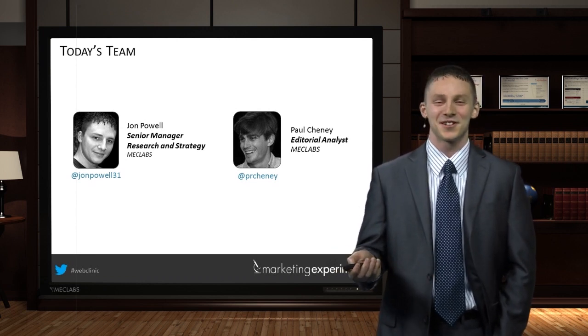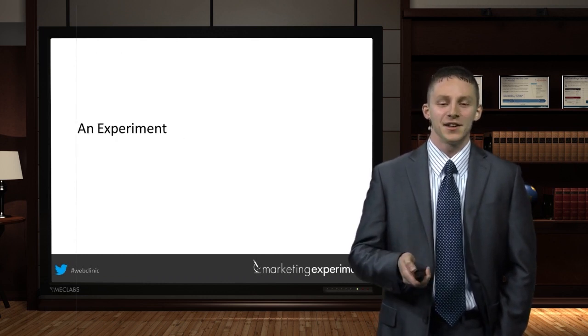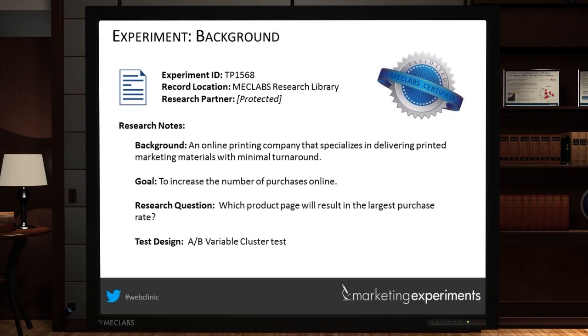As all webinars start here, let's start with an experiment. We've got an online printing company. They specialize in delivering printed marketing materials with minimal turnaround. That's extremely important. When we were working with this particular partner, our goal in this test was to understand which page would get the most purchases, and we were dealing with a product page. So one particular product page, which one is going to come out with the most purchases? That means 2 or 3 or 4 pages down the line, using an A/B variable cluster test.